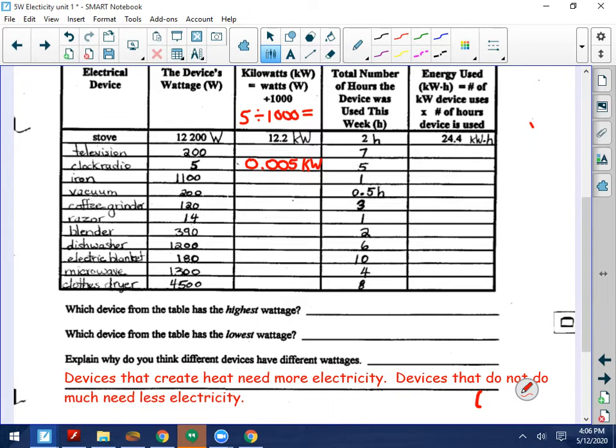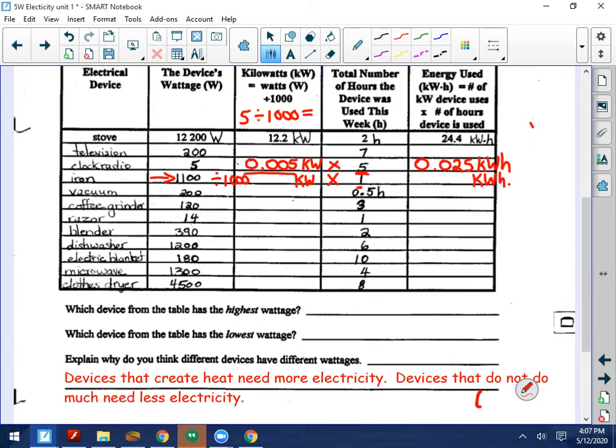Now my clock radio, if I use it for 5 hours, I have to do 0.005 multiplied by 5 hours of use, which will give me 0.025 kilowatt hours. Okay, so you take the number of watts, divide it by 1,000 to give you kilowatts, then multiply that by the number of hours it's used to give you kilowatt hours.